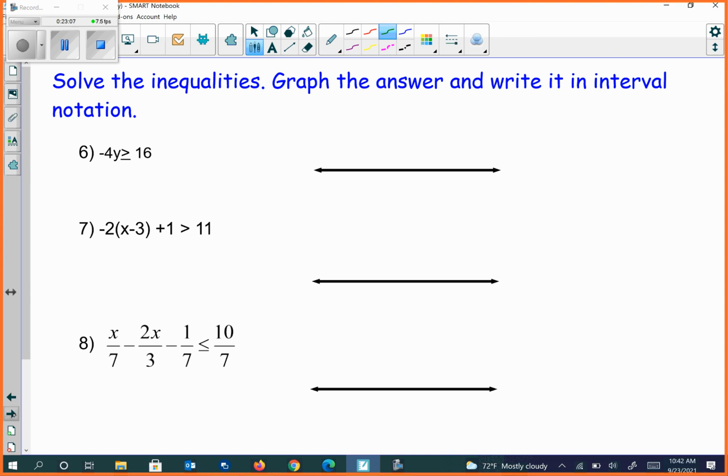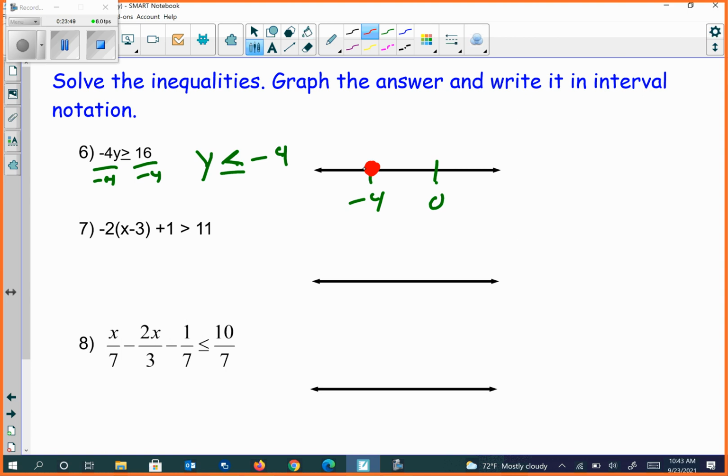Okay. So for problem number 6, what do you think I have to do to both sides to get y all by itself? Divide by -4. If I divide by a negative, what's going to happen? The sign's going to flip. So I'm going to get y, sign flips over. And then what's 16 divided by -4? -4. So on a number line, if we had a 0 here and a -4 here, is it an open or a closed dot? Closed. Why is it closed? Yeah, you have an equal, so it's going to be closed.